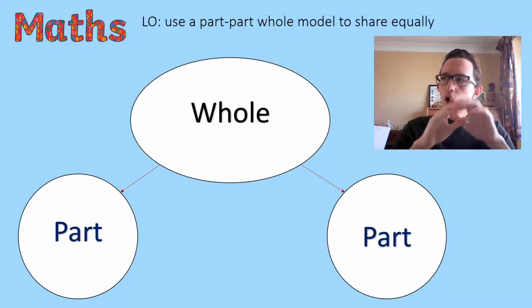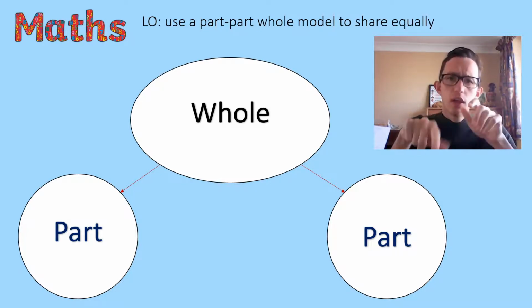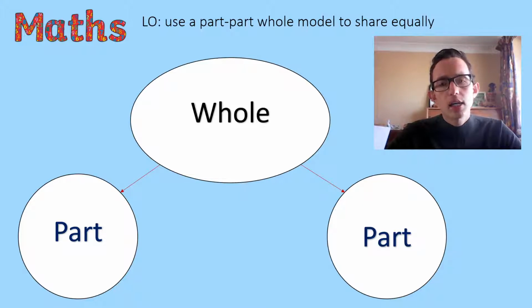So there might be a whole cake in the shop. Not like a hole in the floor, but a complete cake. And I might go into that shop and buy part of that cake. And then you could go into that shop and also buy part of that cake, couldn't you?